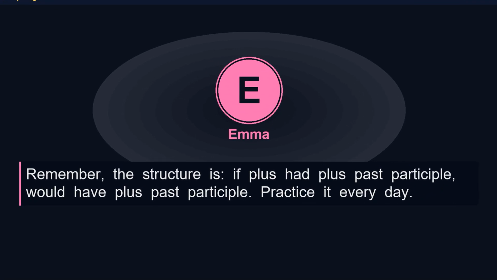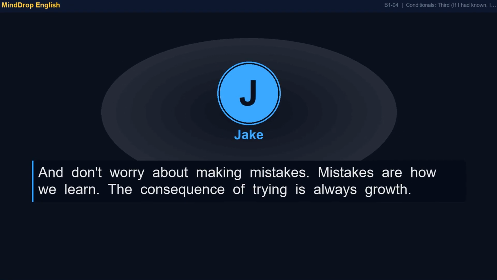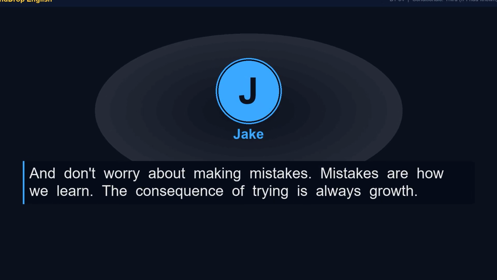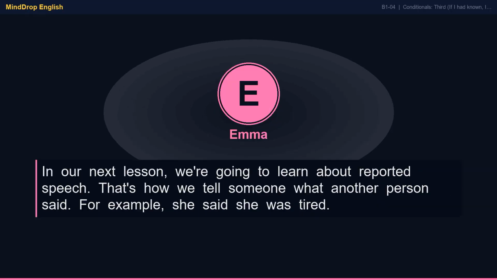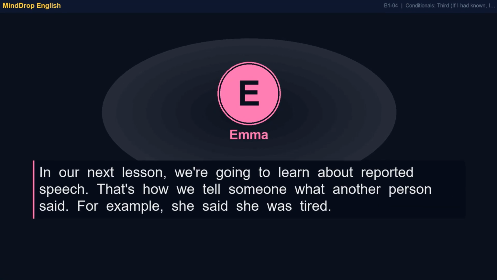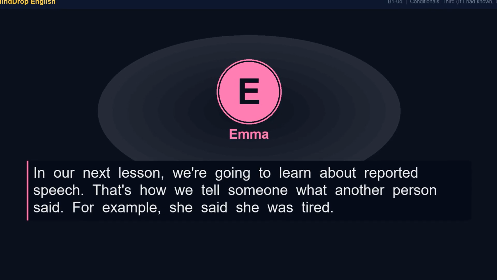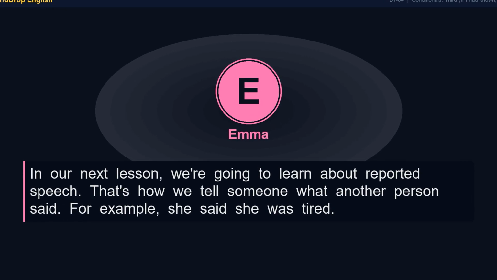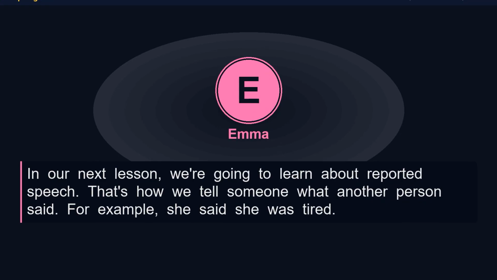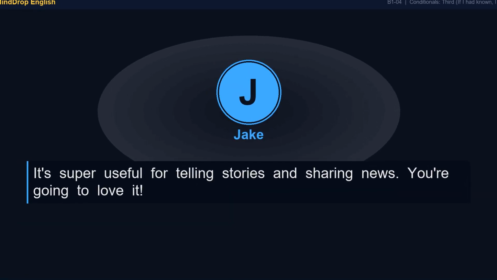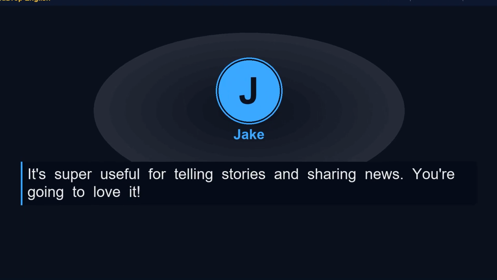Practice it every day. And don't worry about making mistakes. Mistakes are how we learn. The consequence of trying is always growth. In our next lesson, we're going to learn about reported speech. That's how we tell someone what another person said. For example, she said she was tired. It's super useful for telling stories and sharing news. You're going to love it.